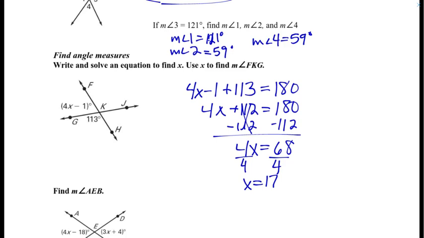We have to remember that we are not done, because we're going to use x to now find the measure of angle FKG. So FKG is this angle right here that was involving that expression 4x minus 1. So we need to substitute 17 in for x. And when you simplify that, you should come up with 67 for the measure of angle FKG.